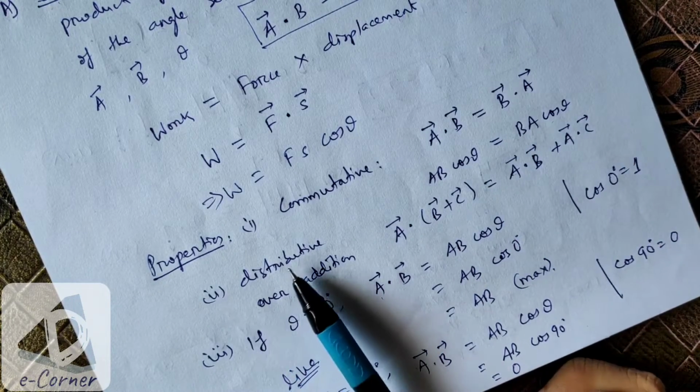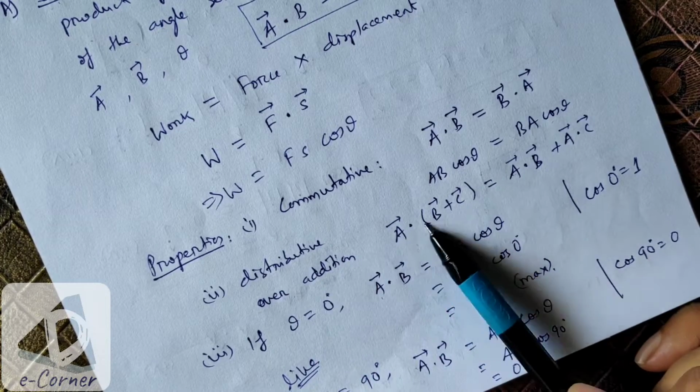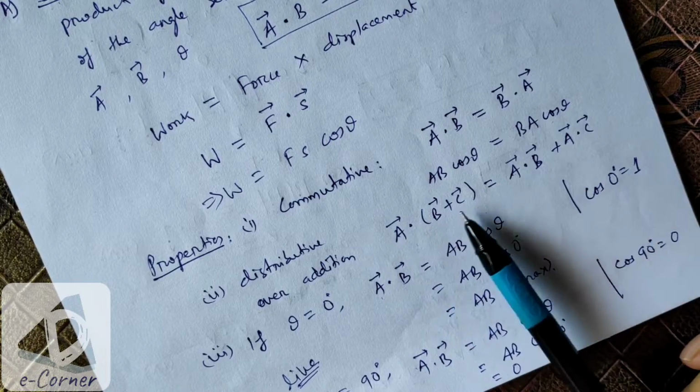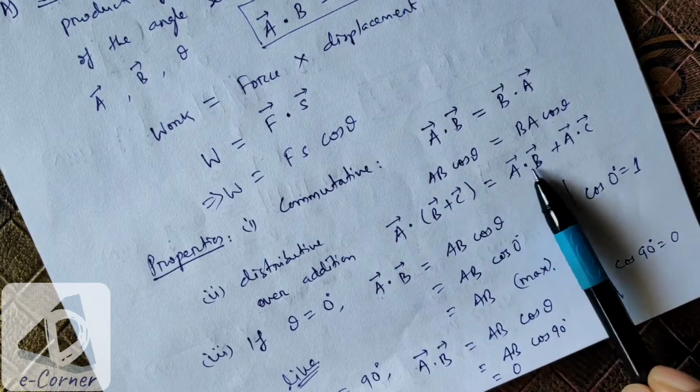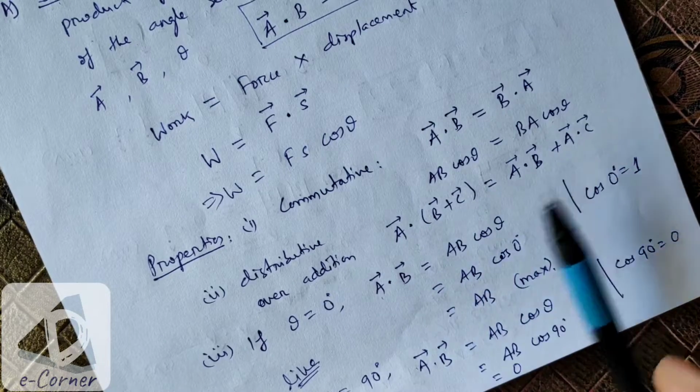Next one is, it is distributive over addition. So this one is A dot (B plus C) can be written as what? A dot B then A dot C. So A dot B plus A dot C. It is distributive over addition.